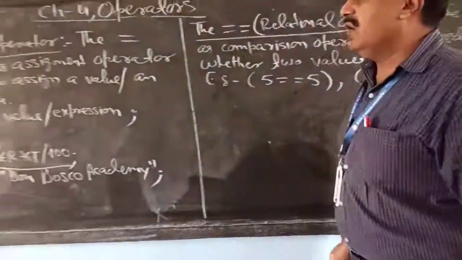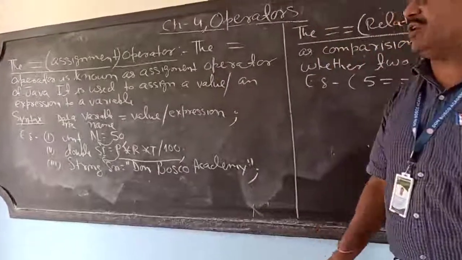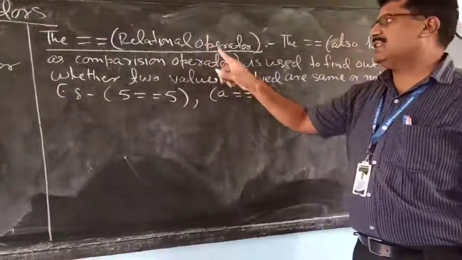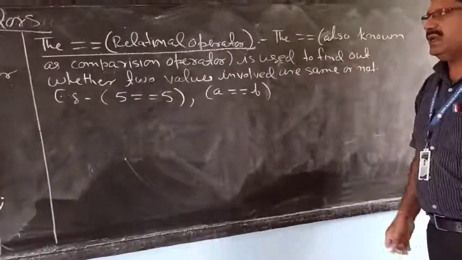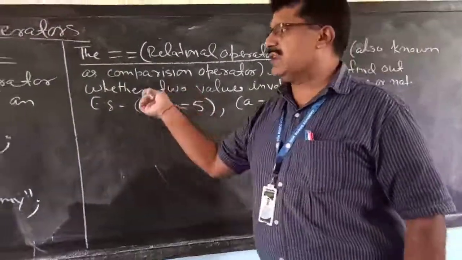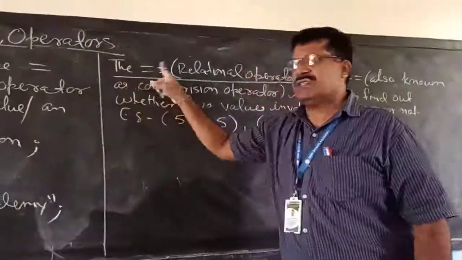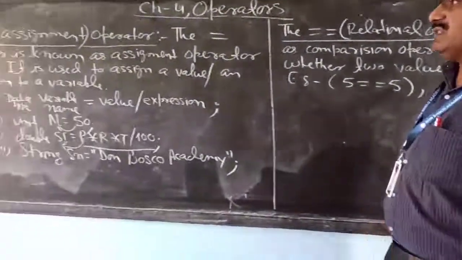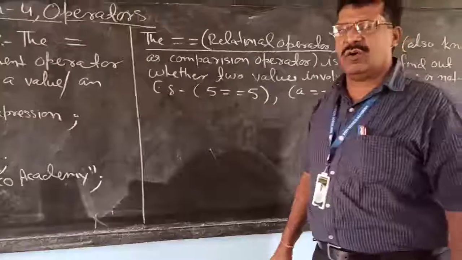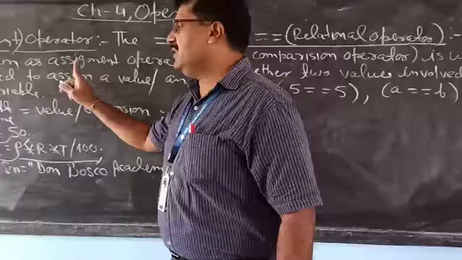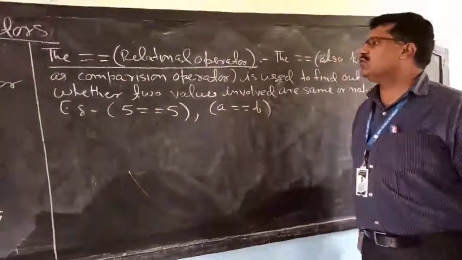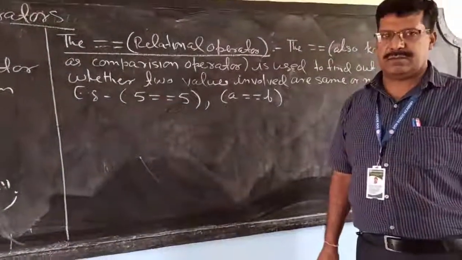So just now what have we learned? The single equal to is called the assignment operator. It is used to assign values or expression to a variable. And the double equal to, which is the relational operator, also called the comparison operator, is used to compare whether two values are equal or not. Sometimes the question is asked, what is the difference between this equal to and this equal to? The first difference: the single equal to is an assignment operator of Java, and the double equal to is a relational operator of Java. Second difference: the single one is used to assign a value or expression to a variable, while the double one is used to compare whether the two values involved are the same or not.